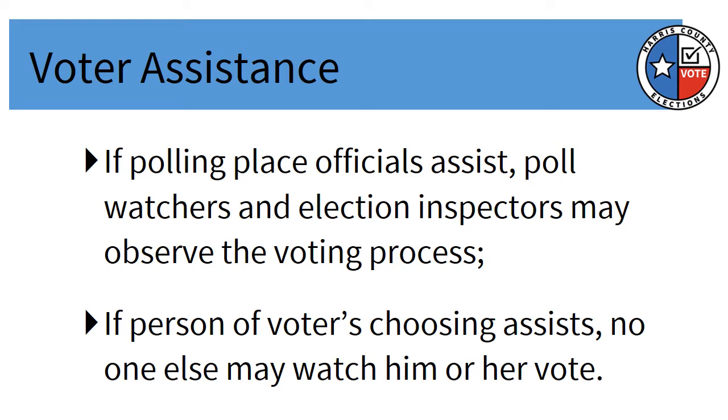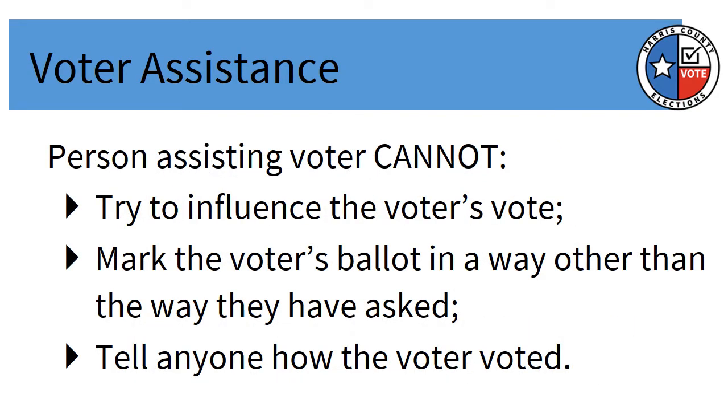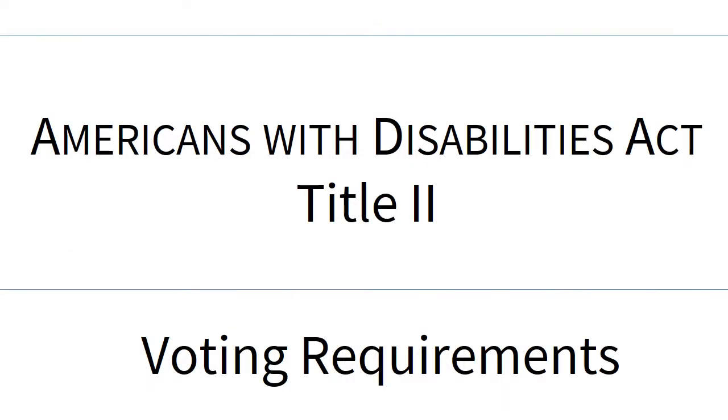If the voter chooses to be assisted by election workers, poll watchers and election inspectors may observe the voting process. But if the voter asks to be assisted by a person the voter chooses, no one else may watch him or her vote. It is illegal for a person assisting the voter to try to influence the voter's vote, to mark the voter's ballot in any way other than the way they have asked, or to tell anyone how the voter voted. As a reminder, the voter assistance information just discussed is defined under the Texas Election Code.